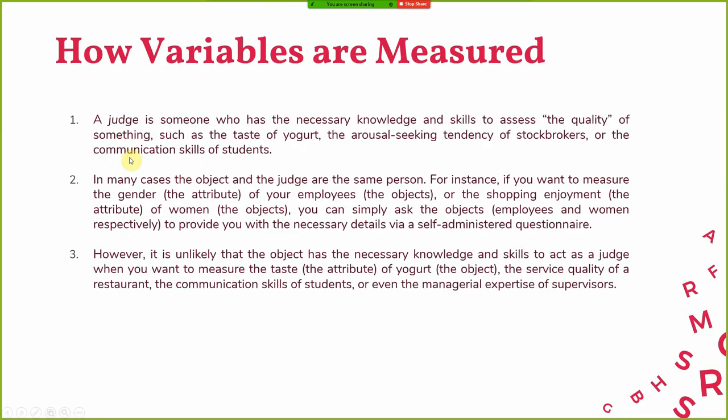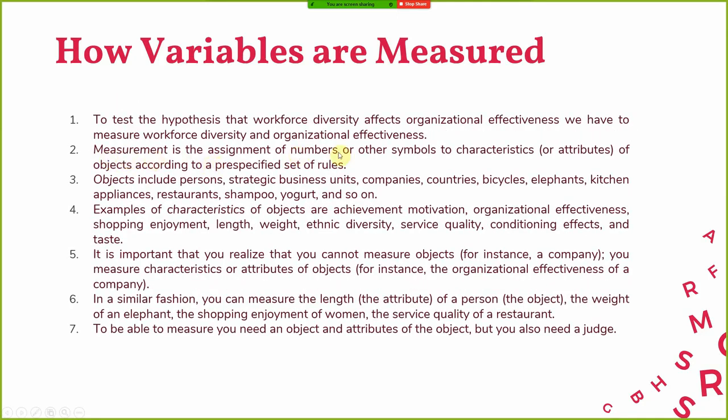Now, measurement is the assignment of numbers or other symbols to characteristics or attributes of objects according to a pre-specified set of rules. What you do is associate numbers or symbols to characteristics or attributes of objects. Now what are these objects? Objects include persons, strategic business units, companies, countries, bicycles, elephants, kitchen appliances, restaurants, shampoo, yogurt, and so on. Anything could be an object, anything that has attributes, anything that has characteristics.